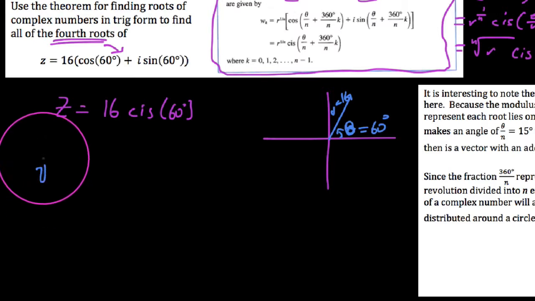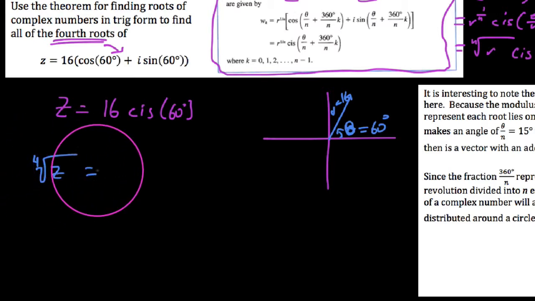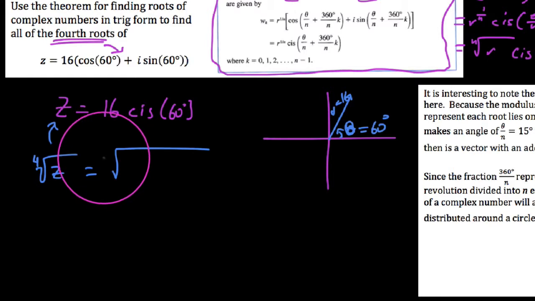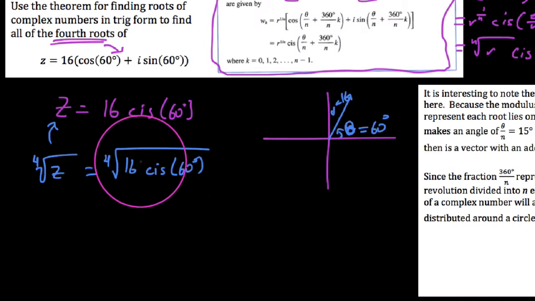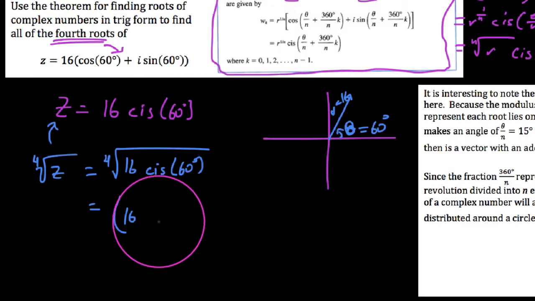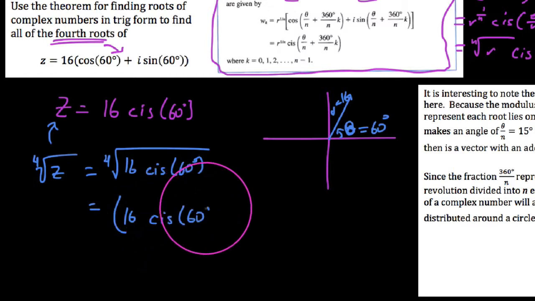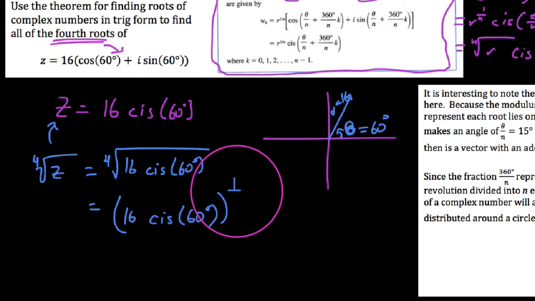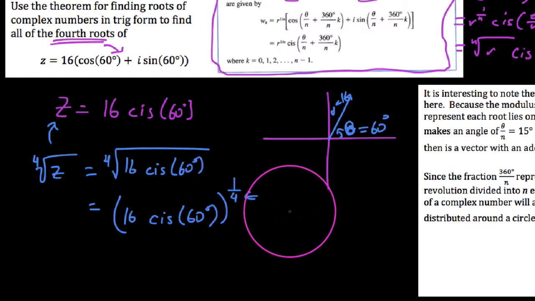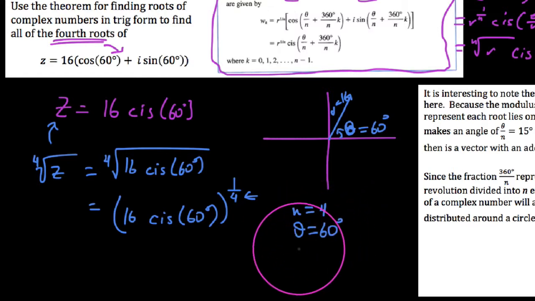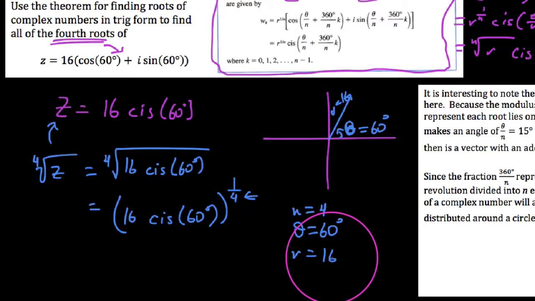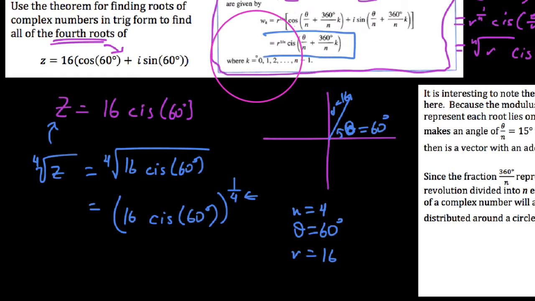What we want to do is find the fourth root of z. So if I take the fourth root of z, then what I'm really doing is taking the fourth root of 16 cis 60 degrees. Now this is kind of hard to interpret this way, but I know from algebra that this is the same thing as this number all to the 1 over 4 power. Now what I want to point out is that our n is equal to 4, our theta on the original number is equal to 60 degrees, and our r on the original number is equal to 16. So according to what I've got written right here, my answer is going to be this right here.